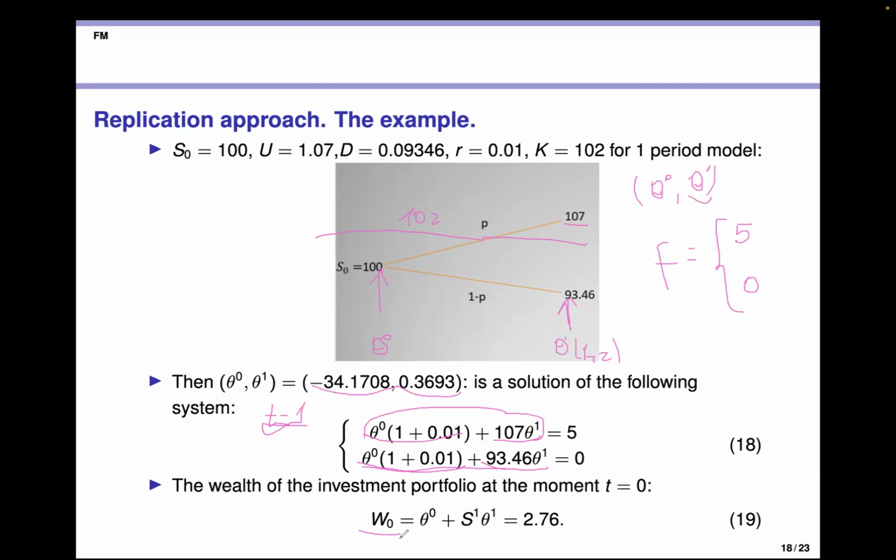Volodymyr, can you say something? I'm not sure about the fair price, but from this system we could find theta 1 and theta 0. Yes, substitute, and get this wealth portfolio, yes? But what about the fair price?